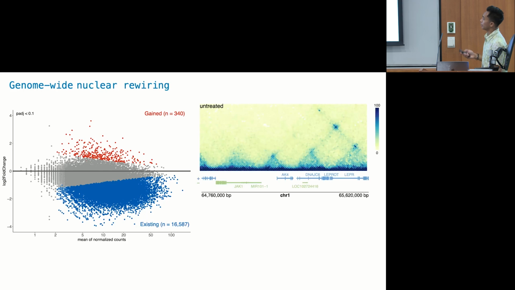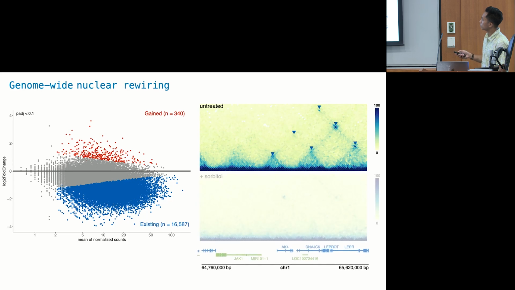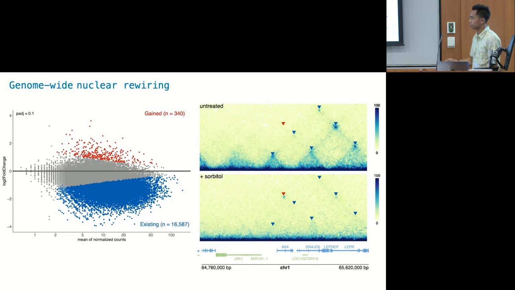So again, here's another example region on chromosome 1. You have all this beautiful chromatin structure, and you see that loss after sorbitol treatment. But you also see the gain of new chromatin interactions. These are also incredibly well-powered, by the way. I have appendix slides for that if you want to see it.